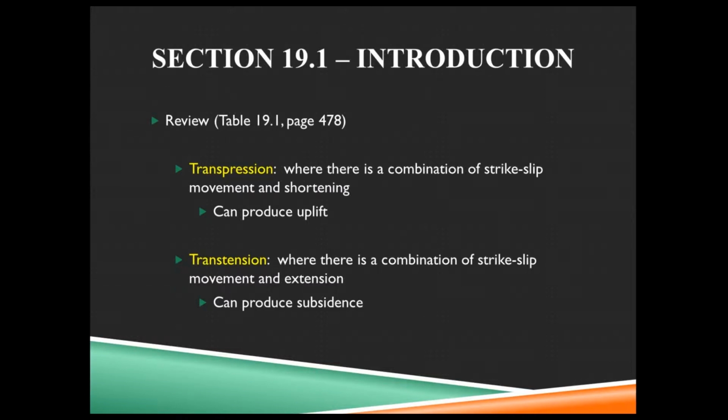If the bend is going the other way relative to the strike-slip motion, then we're going to get extension. We're going to get tension. So it's called transtension. And this will produce subsidence. So one produces uplift and the other produces subsidence. And we will see drawings and Google Earth images and lots more about this as we progress through the chapter. But those two terms are important.